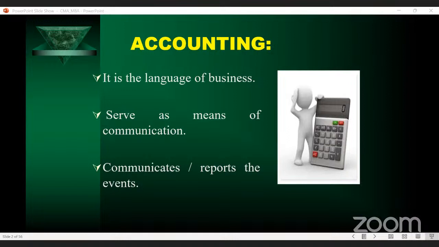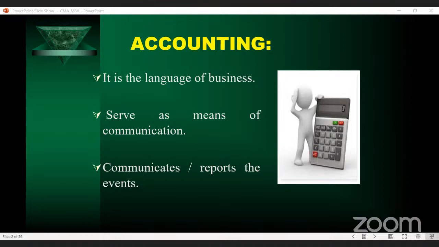Again, whenever we are talking about communication, communication means what? What does it communicate? It communicates the various activities of the business. These activities are represented with the help of various reports. What are the reports? The reports may be the income statement, the balance sheet, or the position statement. It may be the statement about the cash flow, and it may be the statement about the changes in equity. So these all are various reports. These reports can be communicated to various stakeholders or various users of accounting.